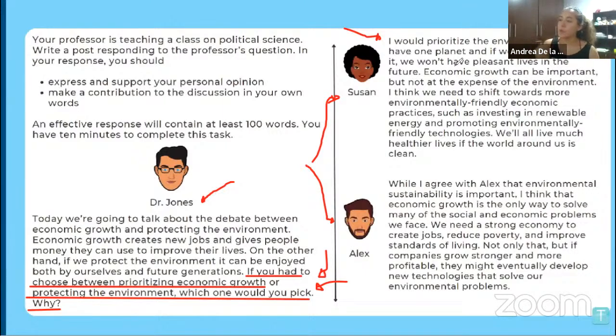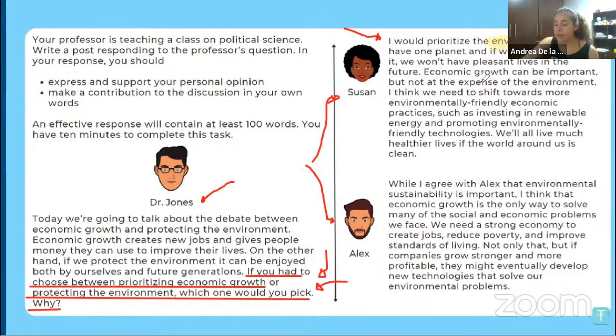The first one is, what is this student's opinion? How is this student answering the question? So what is Susan's opinion? She wants to protect the environment. Exactly. So Susan is in favor of prioritizing the environment.